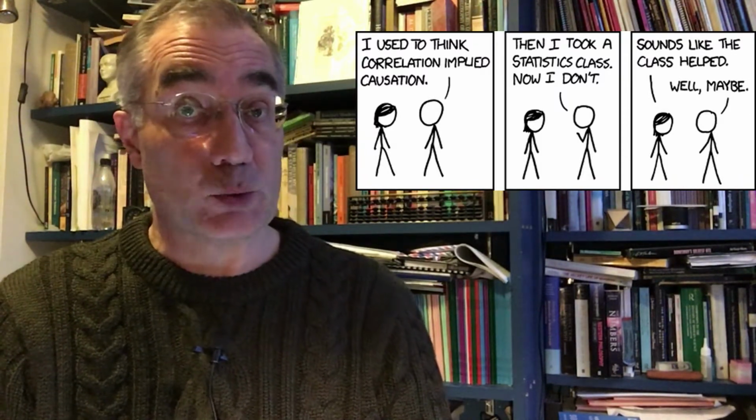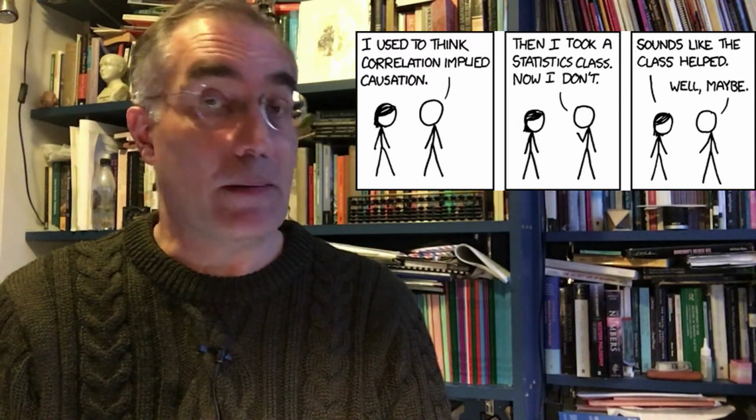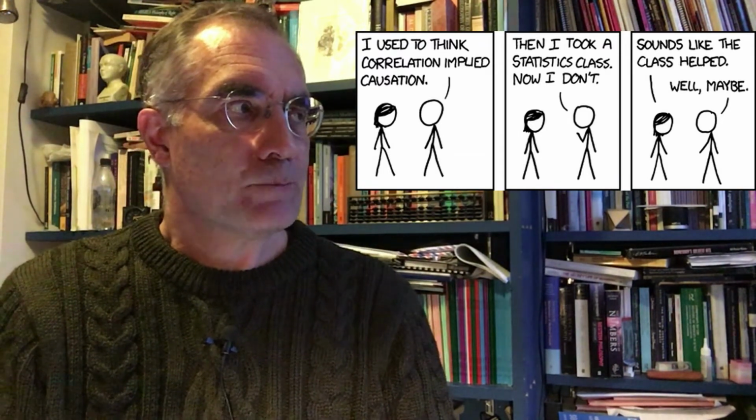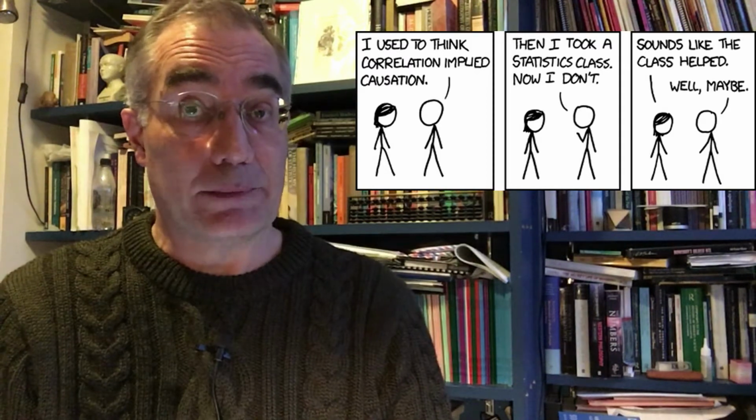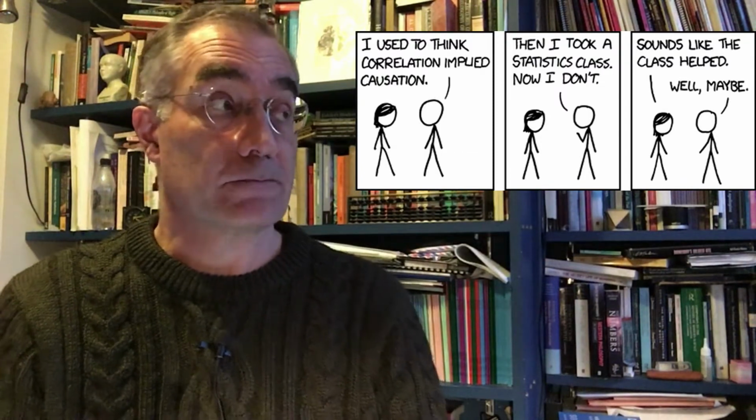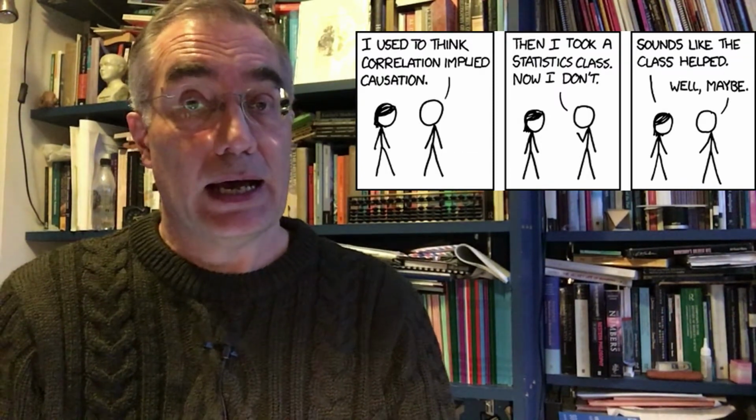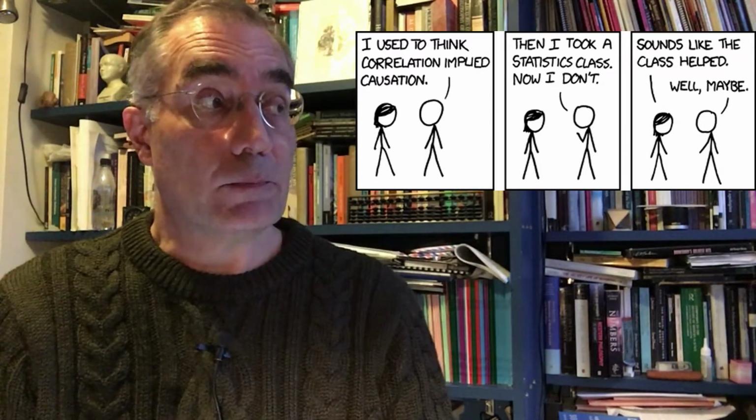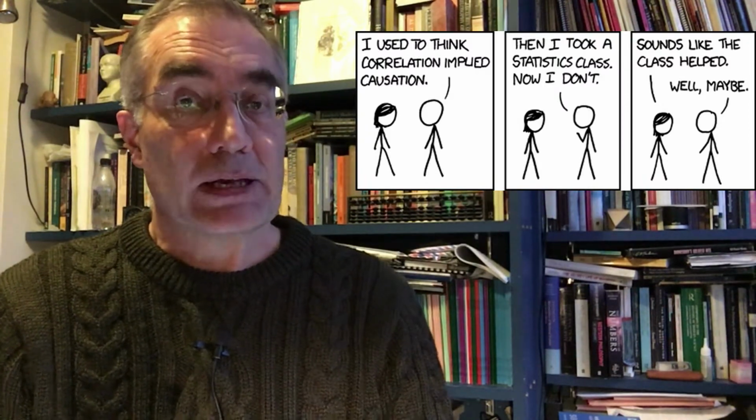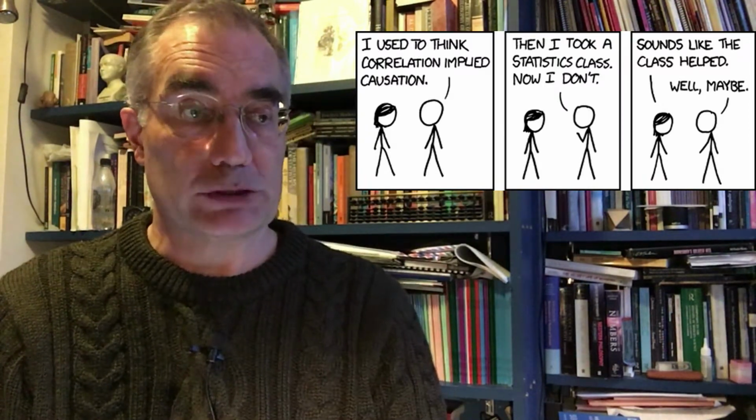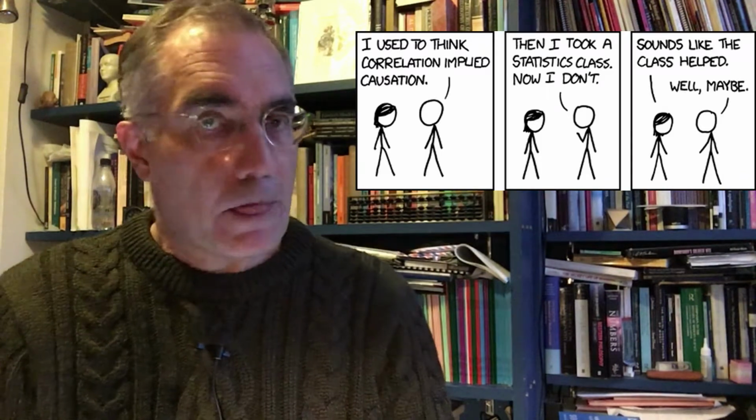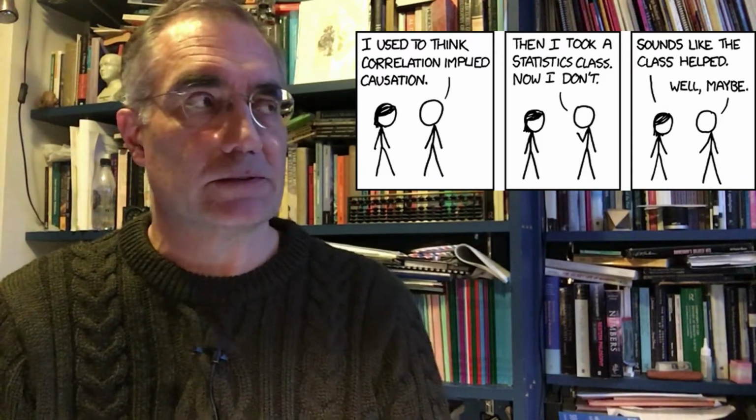A notorious case was the MMR jab causing autism. Well, children have the MMR jab at about the same age that autism symptoms manifest themselves. So if you're the parent of a child who develops autistic symptoms, the time sequence is there: you took your child for the MMR jab, and then shortly afterwards they develop the autism symptoms. So it looks like causation, but it doesn't follow, and in fact there's no connection.